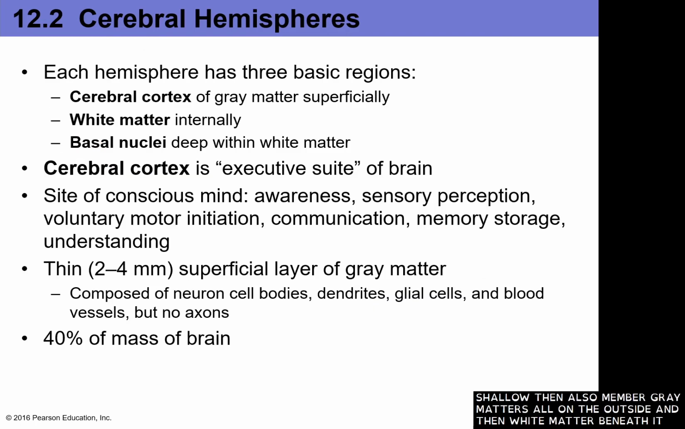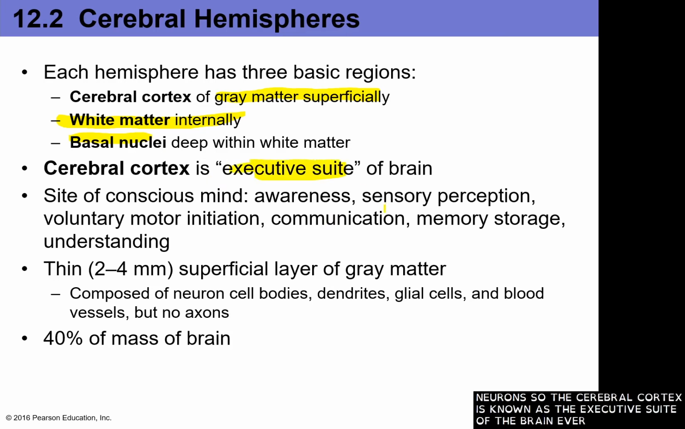And now we could start talking a little bit more detail about those hemispheres. So we have that gray matter superficially on the outside, and then right internal to that, we have white matter. So we can start thinking about how this communication is happening. And then, like I said earlier, we have those basal nuclei within the white matter. So nuclei are clusters of cell bodies of the neurons. So the cerebral cortex is known as the executive suite of the brain.